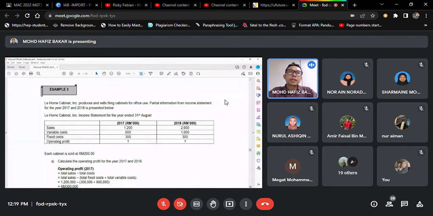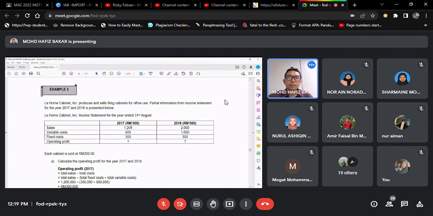Okay, Lee Home Cabinet Incorporated produce and sells filing cabinets for office use. Okay, partial information from income statement for the year 2017 and year 2018 is presented below. Okay, so this is income statement. Year 2017, year 2018. Total sales, total variable cost, total fixed cost. And operating profit here, you need to calculate.